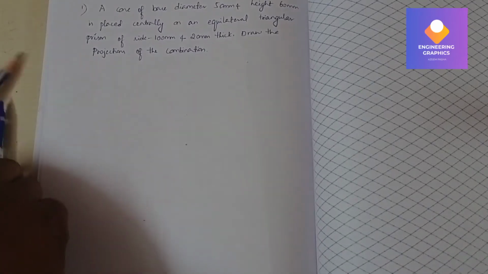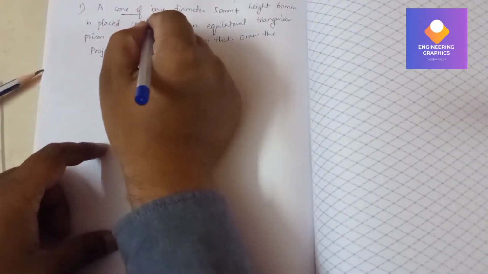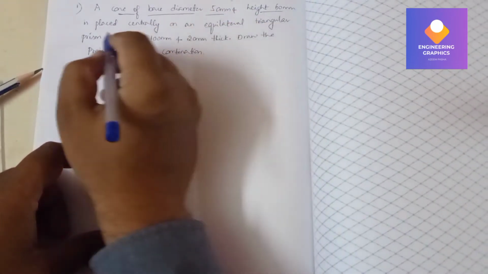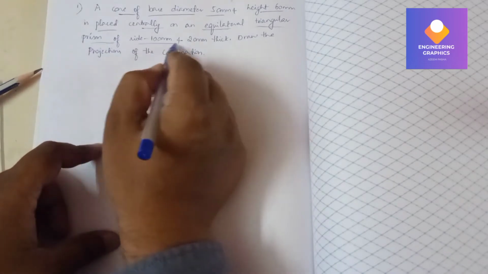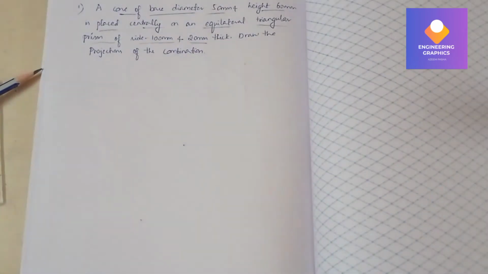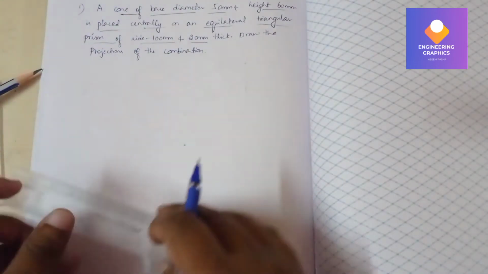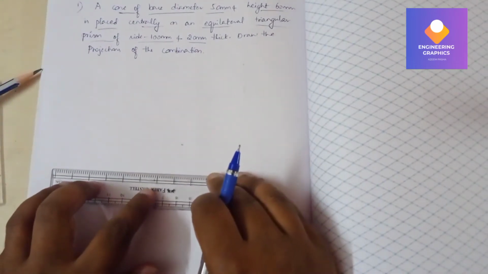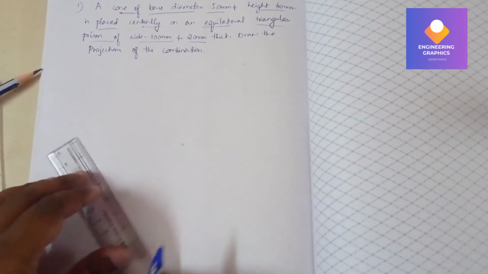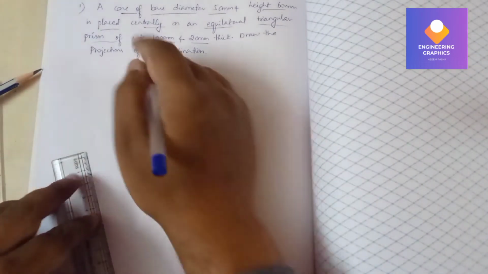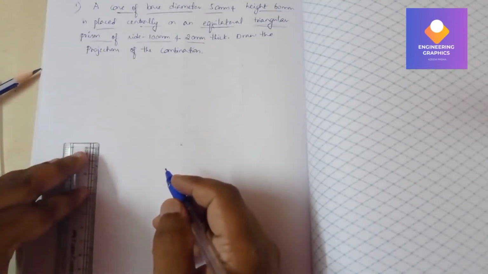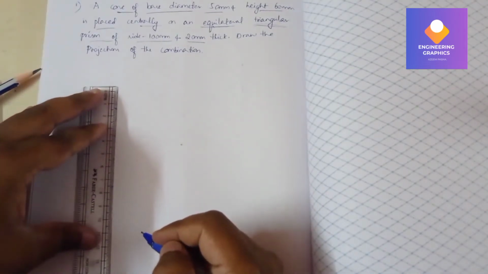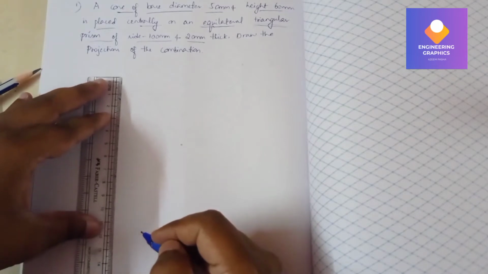A cone of base diameter 50 mm and height 60 mm is placed centrally on an equilateral triangular prism of side 100 mm and 20 mm thickness. So in this problem we should consider the top view of the equilateral triangle and the circle, okay, to construct the boxes. That means we should consider an equilateral triangle here of dimension 100.